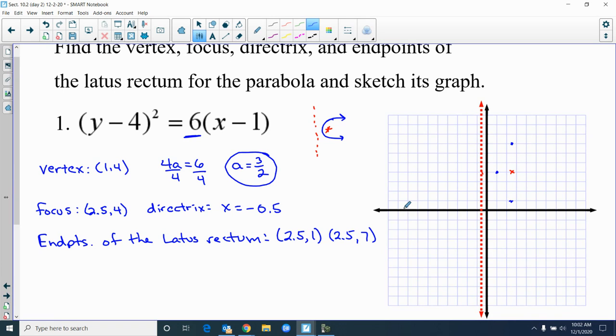Now, what's the distance of the focal diameter? You would just take 4 times 3 halves. It's going to be 6, so you can count that. Now, this kind of gives us the width of the parabola. It might not be my best. All right, so there's your parabola. You had to sketch it. Since y is the variable squared, it opens left or right. Since that's positive, it opens to the right. All right, so we found all the parts it asked for. All right, let's move to the second one.